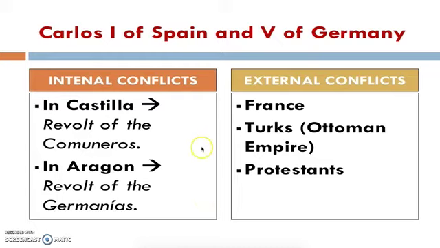The conflicts Charles I had to face were both internal and external. In the internal case, in Castile, it was the revolt of the Comuneros, and in Aragon, the revolt of the Germanías. In the case of foreign policy or external conflicts, he had to fight against France, the Turks, and the Protestants.